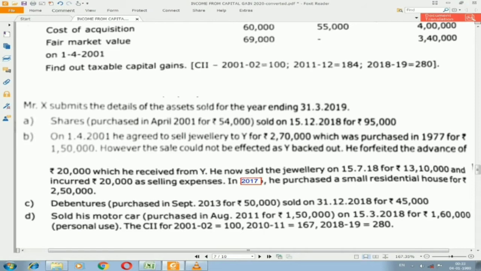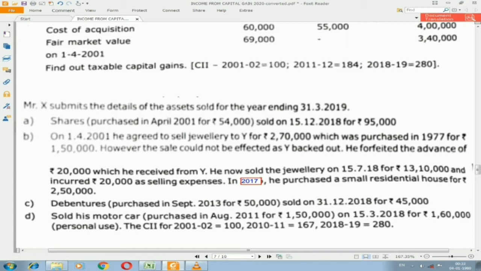In 2017, he purchased a small residential house for rupees 2,50,000. Third one is debenture, purchased in September 2013 for rupees 50,000, sold on 31/12/2018 for rupees 45,000. Fourth one, he sold his motor car, purchased in August 2011 for rupees 1,50,000, on 15/3/2018 for rupees 1,60,000, which is used for personal use, and we have the index numbers for particular years.